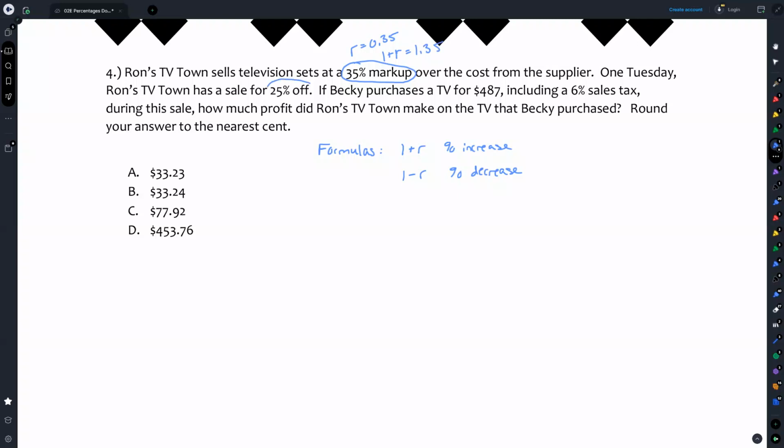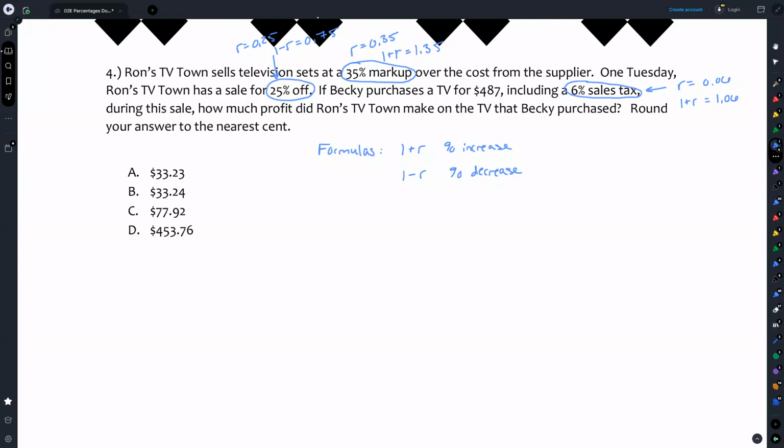We're also going to put this on sale for 25% off. So for this factor, R equals 0.25, but we're going to use the 1 minus R since there's a decrease, right? So that 1 minus 0.25 is 0.75. And then we have a 6% sales tax. So that's an increase of price. So R is 0.06. Be careful to remember that extra 0. Your 1 plus R is 1.06.